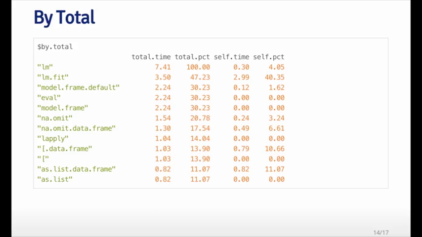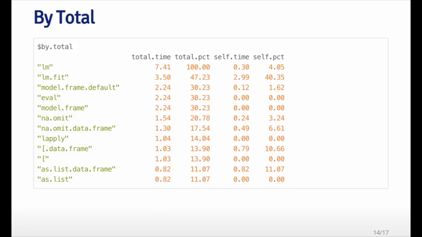So here's an example of some output in the by.total format, and you can see very clearly at the very top that 100% of the time is spent in the lm function. The total time was 7.41 seconds for this run, and all of it was spent in lm, of course, because lm was the top-level function. You can see that the second place winner was the lm.fit function. I mentioned lm.fit is where a lot of the computation occurs, and that was 3.5 seconds, so about half of the time in that function.